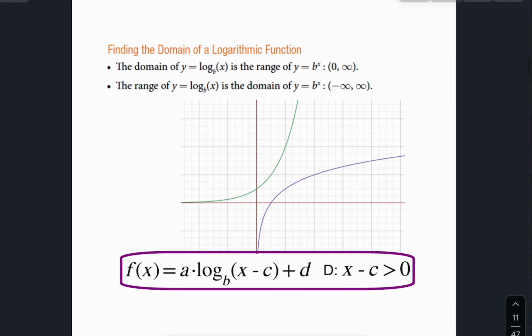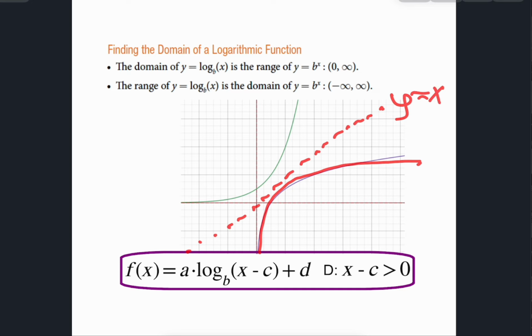So, things to remember. This is what our exponential graph looks like. And there was a horizontal asymptote. This is what our logarithm graph looks like. And you can see it as an inverse function. If you fold it across the line y equals x, you get the same thing.